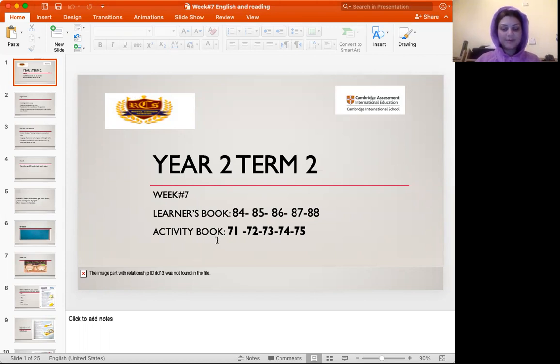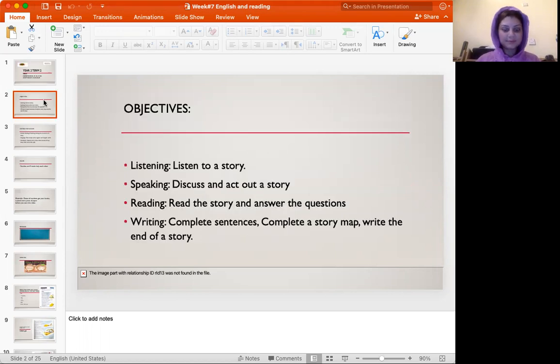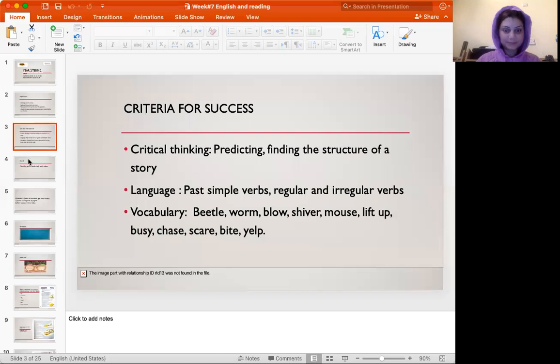Please bring your student's book, open page 84. Our objective this lesson is to go through a story which is about a little ant. During our story, we are going to do some predictions, find the structure of a story. We are going to identify past simple verbs in regular and irregular forms.